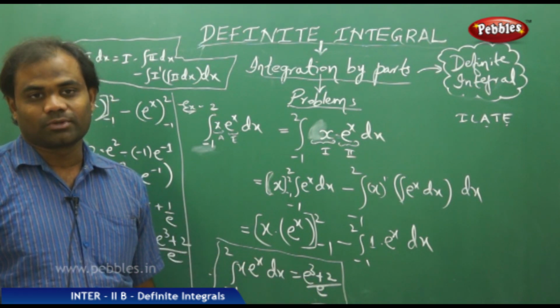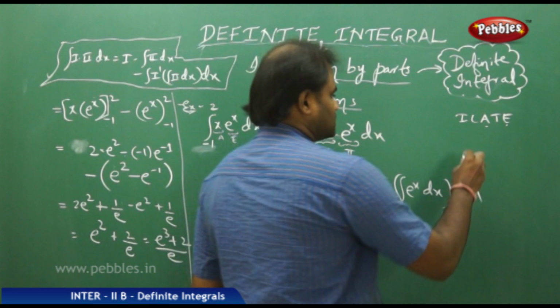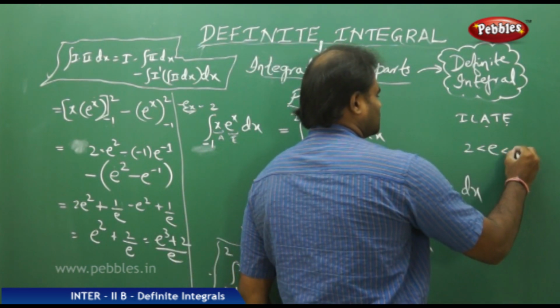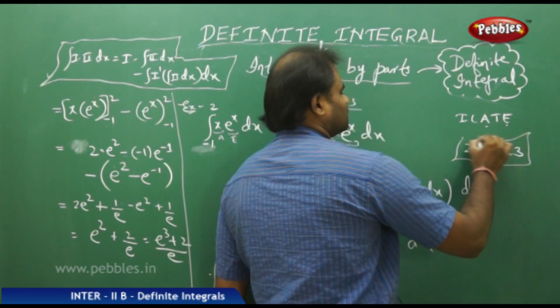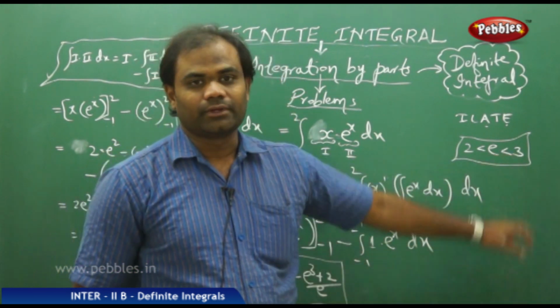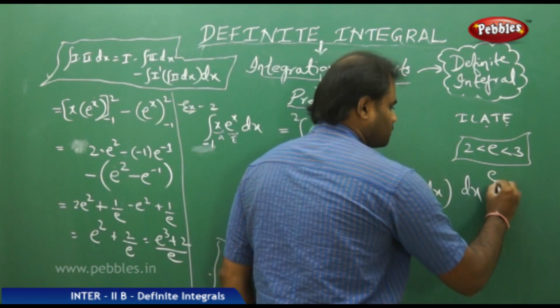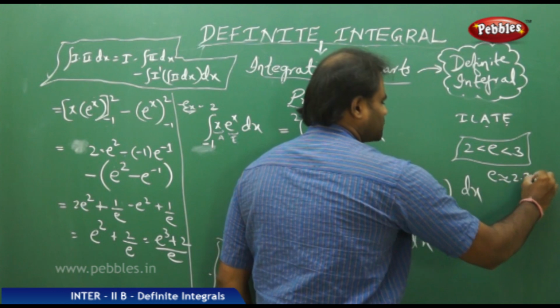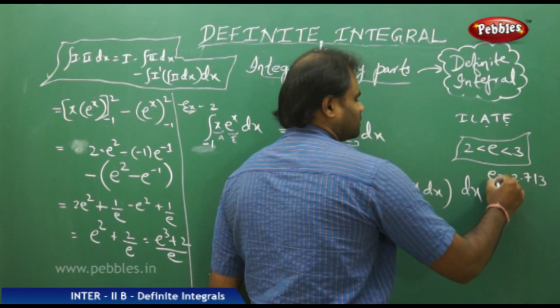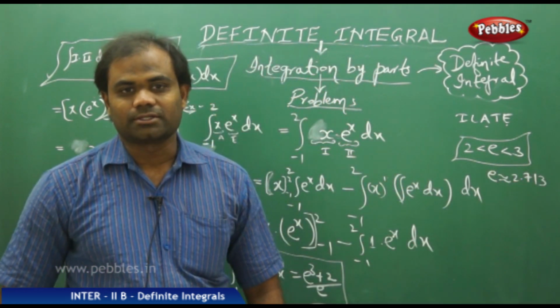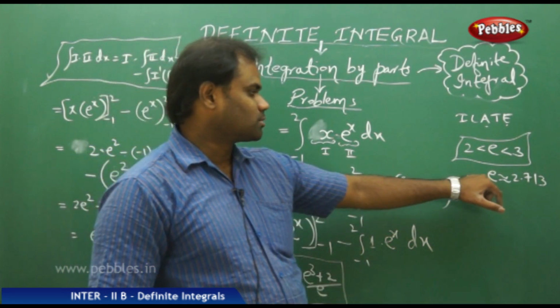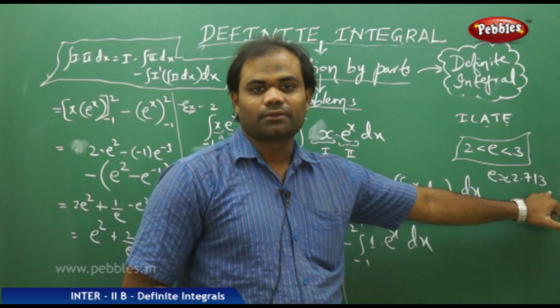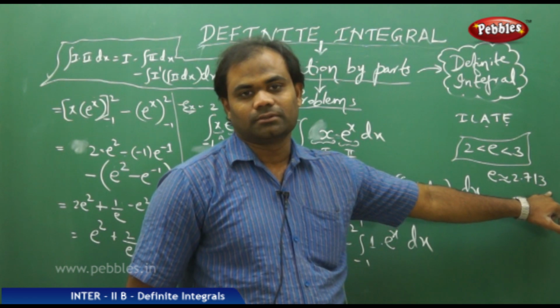Here e is an exponential value, an irrational number lying between 2 and 3, and e has an approximate value of 2.713. Just like pi is 3.14, e has an approximate value of 2.713.